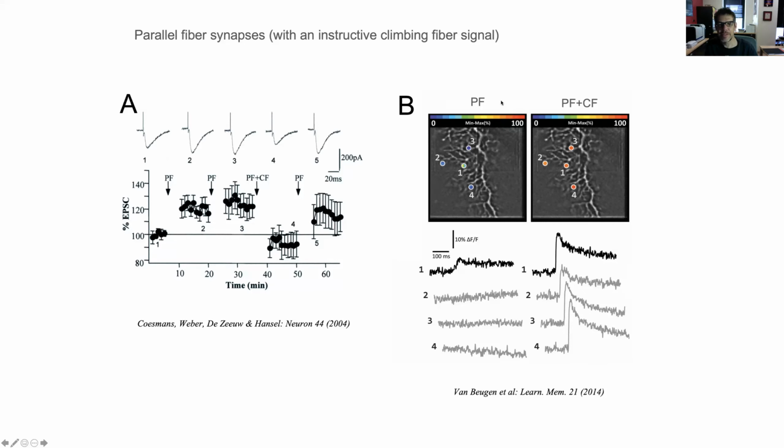The parallel fiber signal is very, very localized. Some of you will know that if you stimulate the parallel fiber input in a slice, for example, and if you stimulate in vivo too, it's so localized that you can barely find the calcium response. But if you co-stimulate the climbing fiber input, it's all over the place. It's in the entire dendrite. And this makes a difference for this phenomenon here.